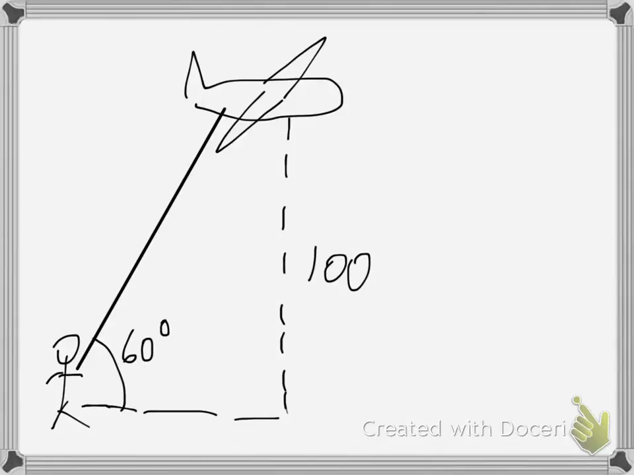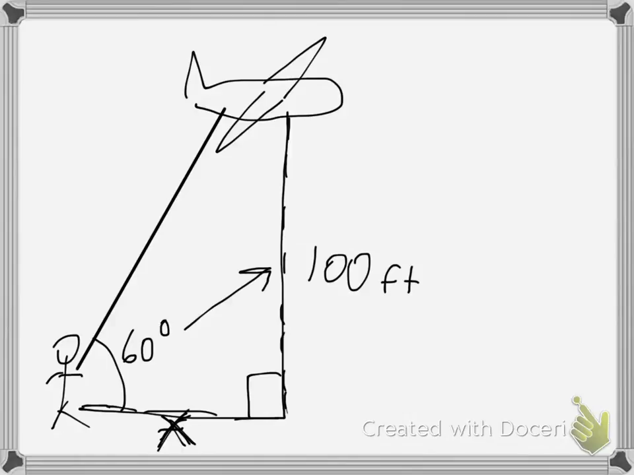And you want to know this length right here, we'll call it x, so that you know when you are directly under the plane, because they're going to drop a parcel of food for you. So you need to know when you're directly under the plane. So we know the opposite side, it's 100 feet, and we're trying to find the adjacent side, which is x feet.